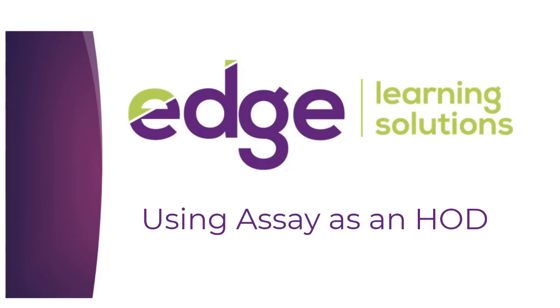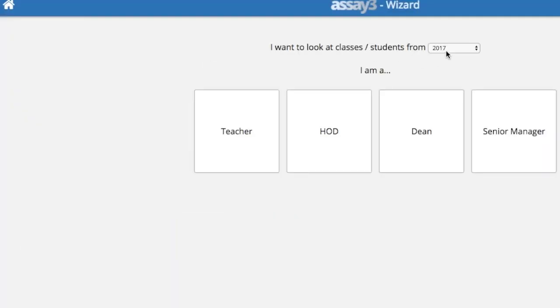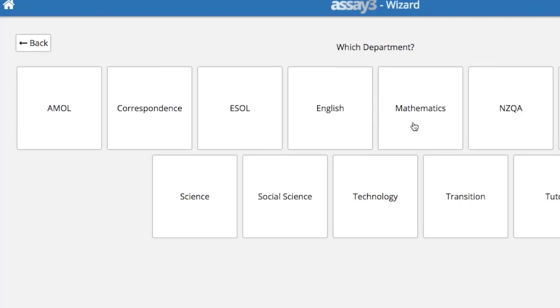In this video we're going to have a look at using Assay as an HOD. If we come into Wizard, for this demo we're going to have a look at a full year's worth of data, so we're going to look at 2016 data. We can come into HOD, and in this demo we're going to look at the mathematics department.